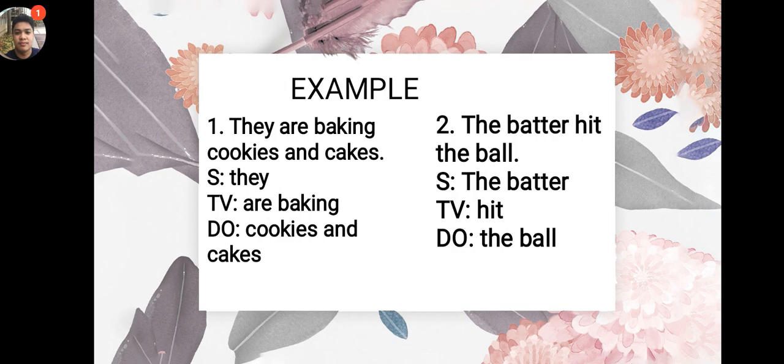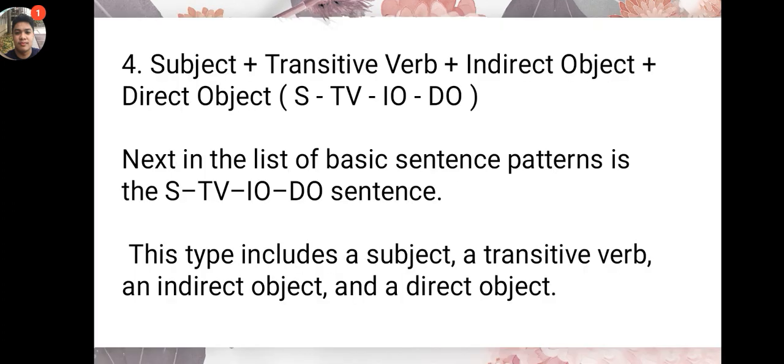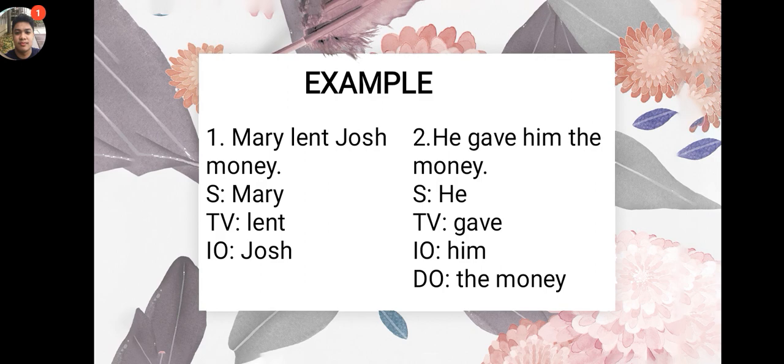The second one is, the batter hit the ball. The subject here is the batter, the transitive verb is hit, and the direct object is the ball. So the fourth one is subject plus transitive verb plus indirect object plus direct object. This type includes the subject, the transitive verb, an indirect object, and a direct object. So we have an example.